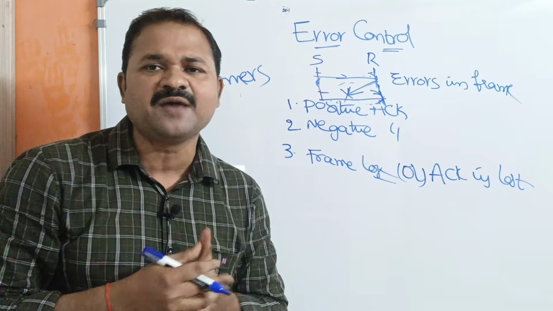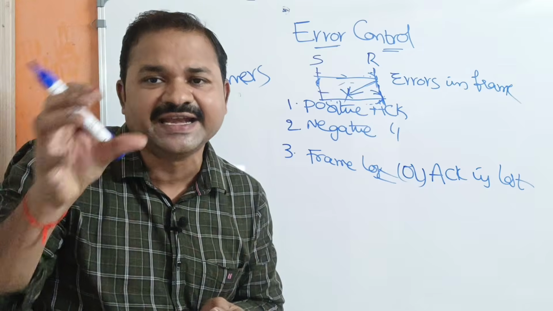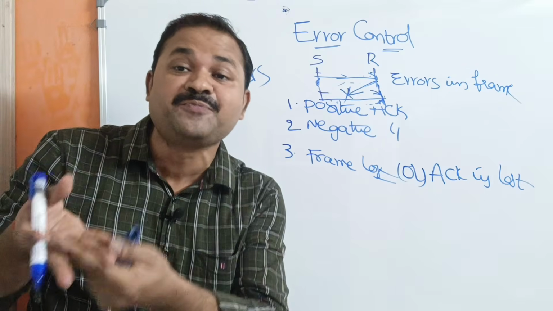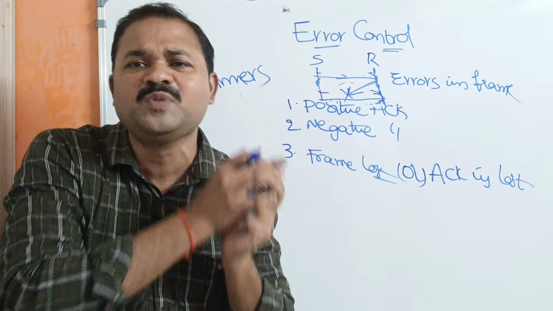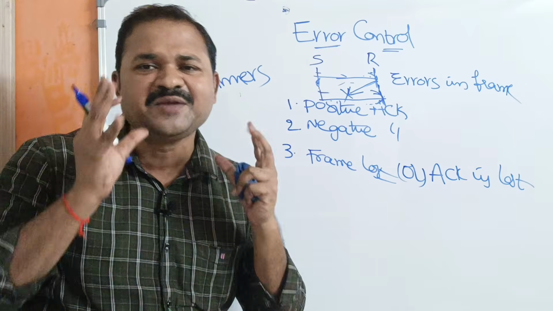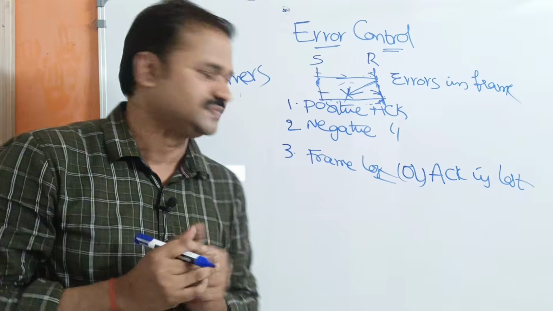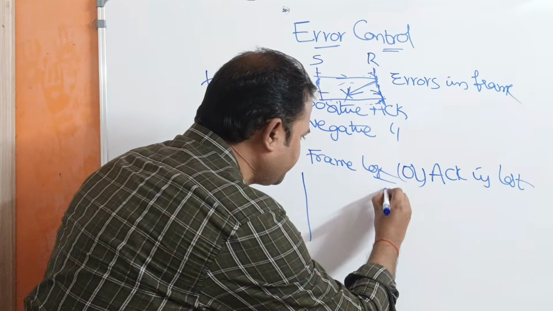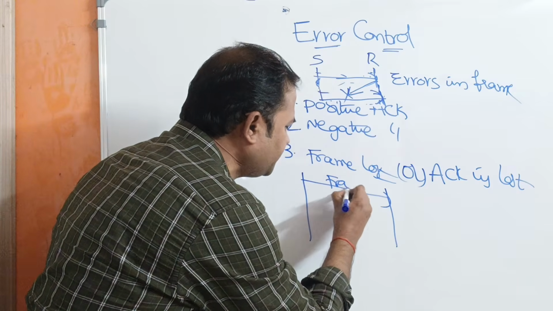So here what is happening? The sender is sending the same frame multiple times. So there may be a possibility that duplicate frames may be transmitted several times. So multiple frames are transmitted to the receiver. Let us take a scenario here. Let the sender send a frame to the receiver.